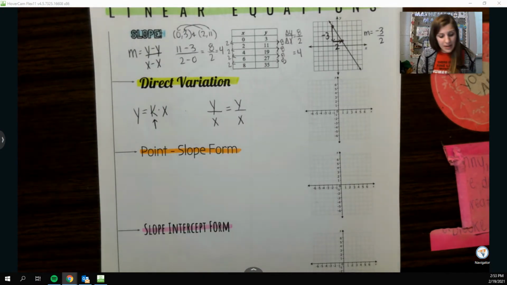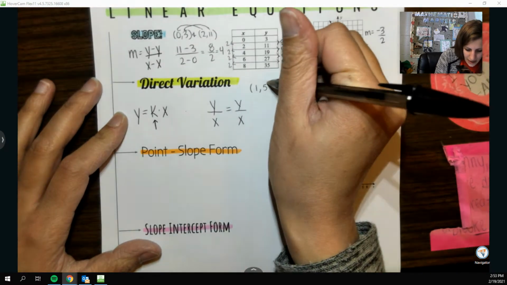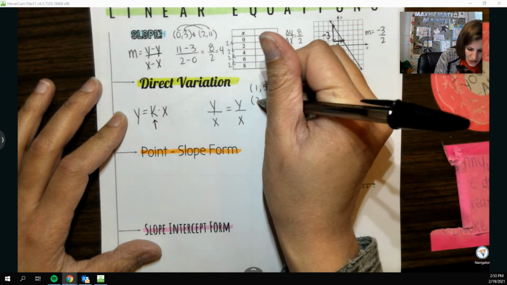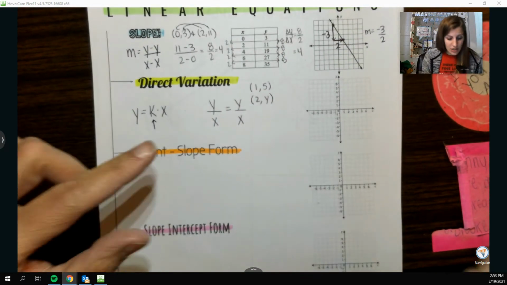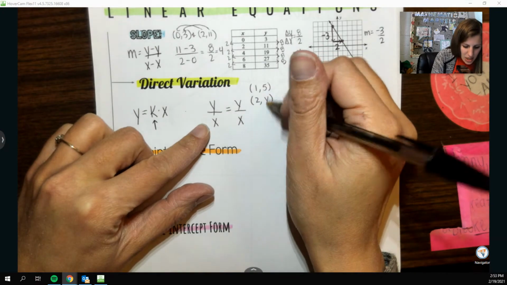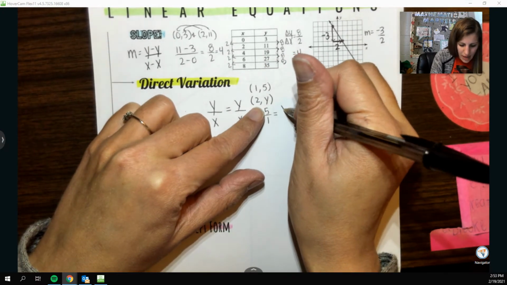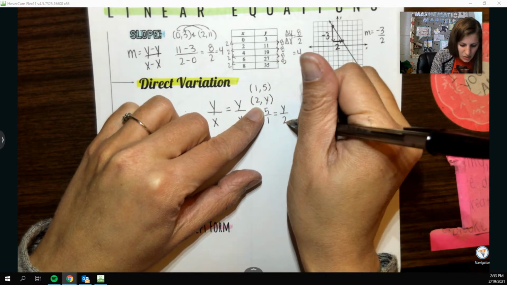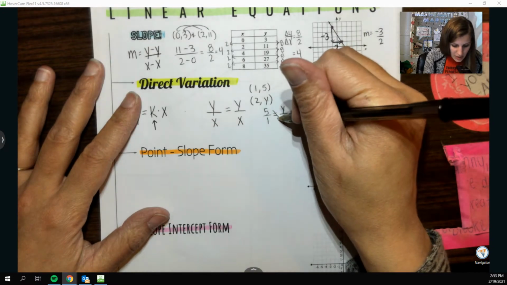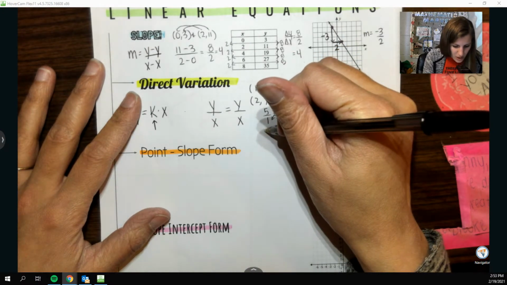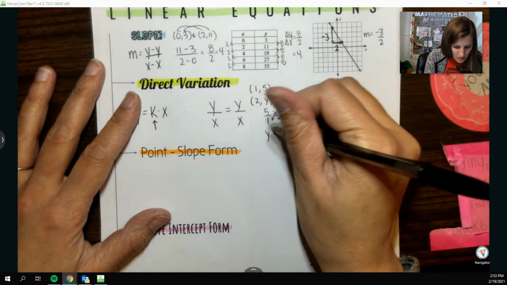And this was helpful because if they gave me a point like 1, 5 and 2, y, and I needed to solve for y, we can just do y over x, so 5 over 1 equals y over x, so y over 2. And you might be able to just see what the answer is, but we can cross multiply and solve. So 1 times y is 1y, 5 times 2 is 10, and y is alone, so y is 10.